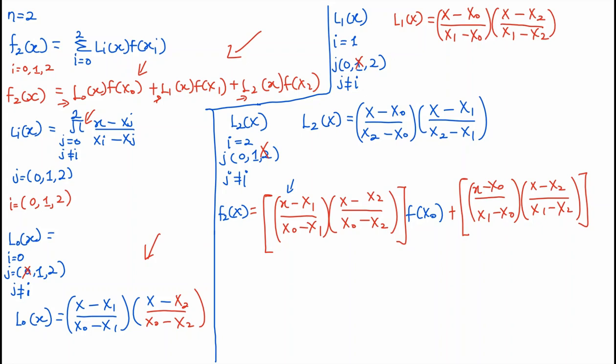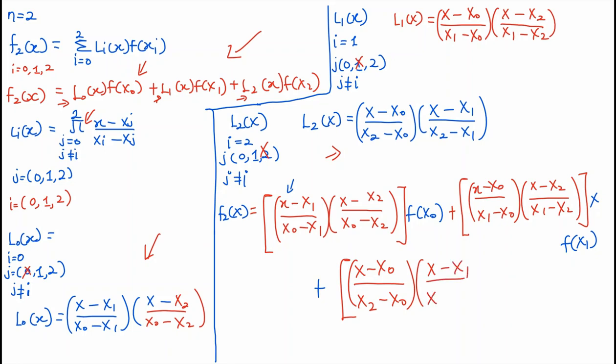Okay, so let's do that. Let me bring it here, times f of x1. I don't have much space there. So plus, let's look at L2 of x. That's what we have here. Okay, so now let's do the substitution. So for that one also, we have L2 of x. We have x minus x naught, divided by x2 minus x naught. All this multiplying x minus x1 divided by x2 minus x1, right? Brackets close.